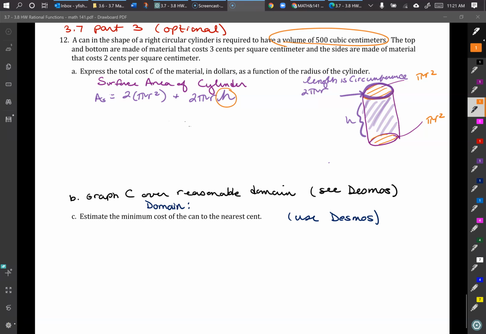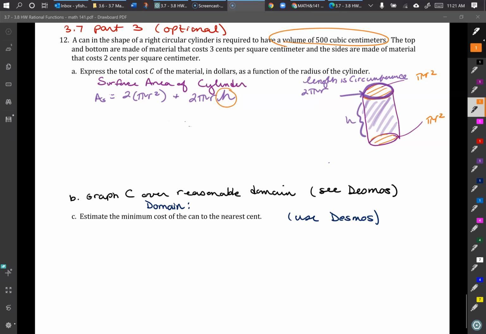Okay, so this one is for 3.7 paper homework, Math 141, Pre-Calc Part 3. It's optional, but it's helpful. We've had some similar problems in our modeling section, so this is good review.